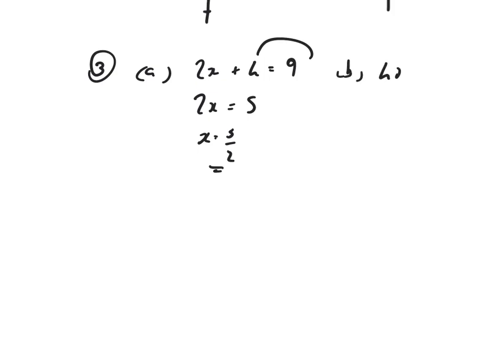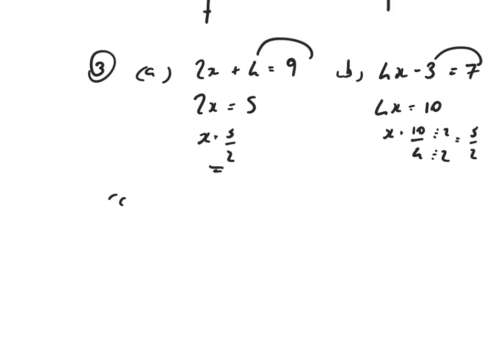Question B, I've got 4x minus 3 is equal to 7. So that will be 4x equals, bring the 3 to the other side, make it a plus. 7 plus 3 is 10, x equals 10 over 4. I can simplify that by dividing top and bottom by 2, and that will give me 5 over 2.